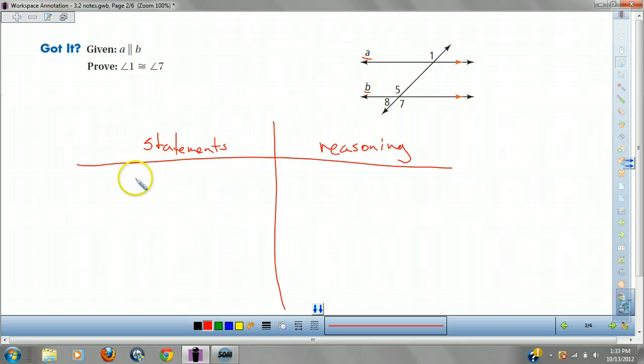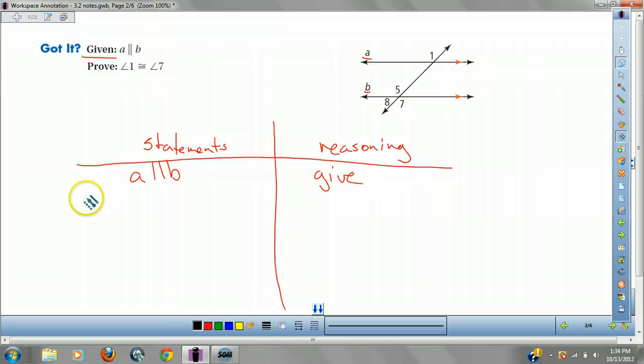First one always: A is parallel to B. And why? It tells us right here, it's given. That should always be the easy one. I'm actually going to use the line tool. I'll stay with red.